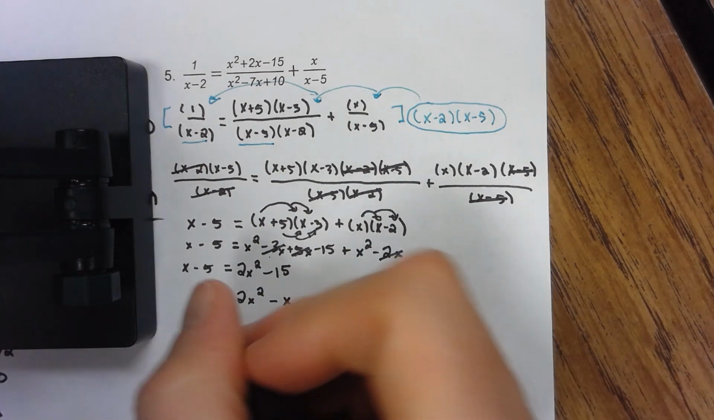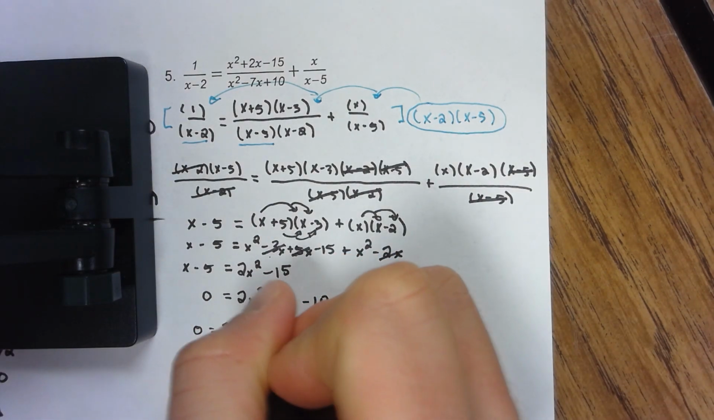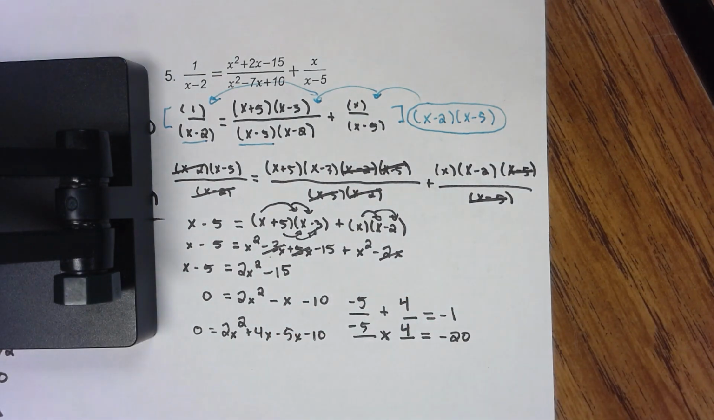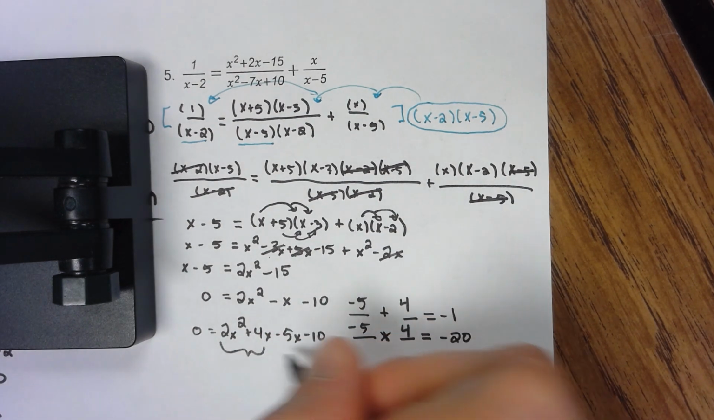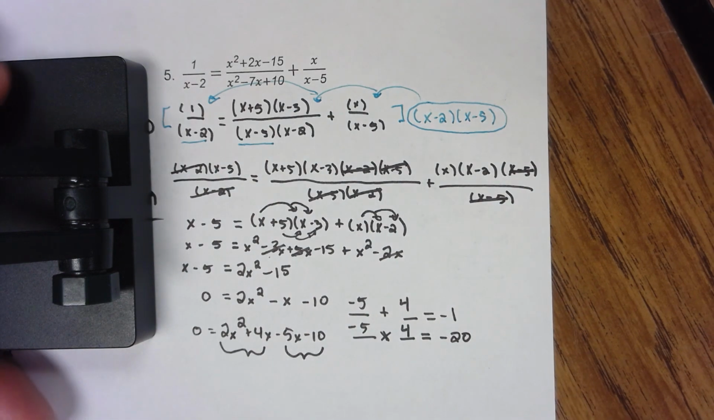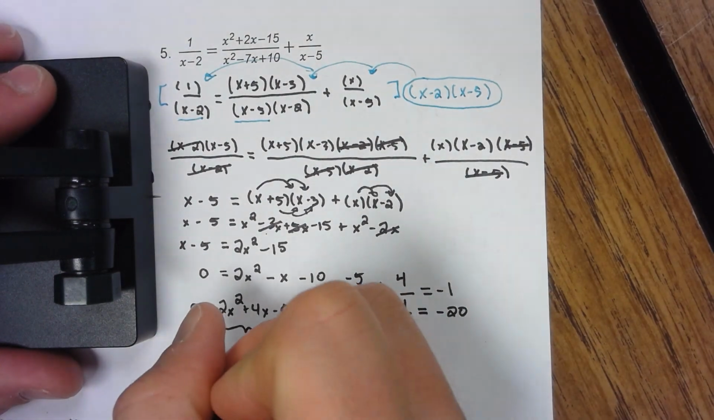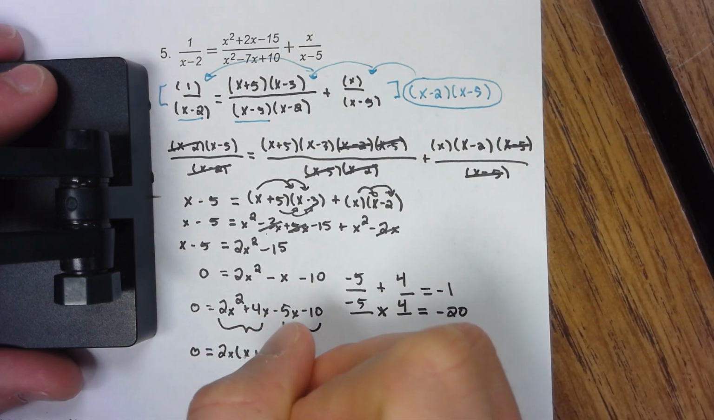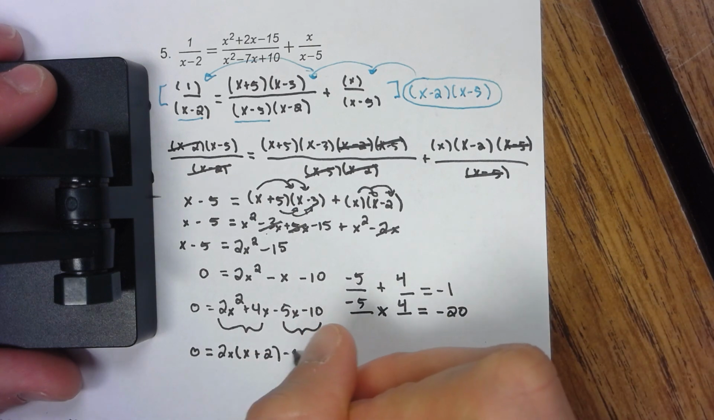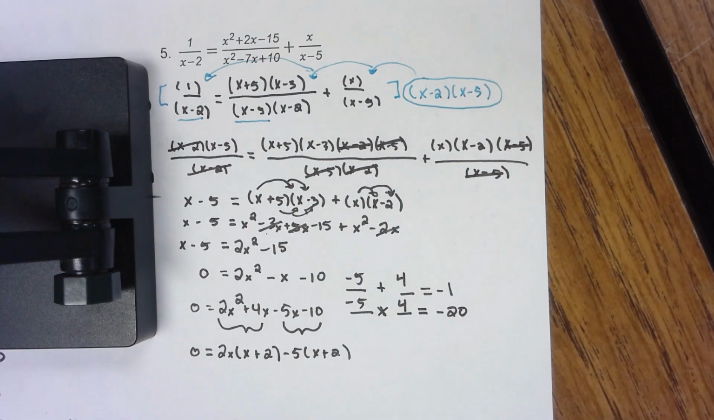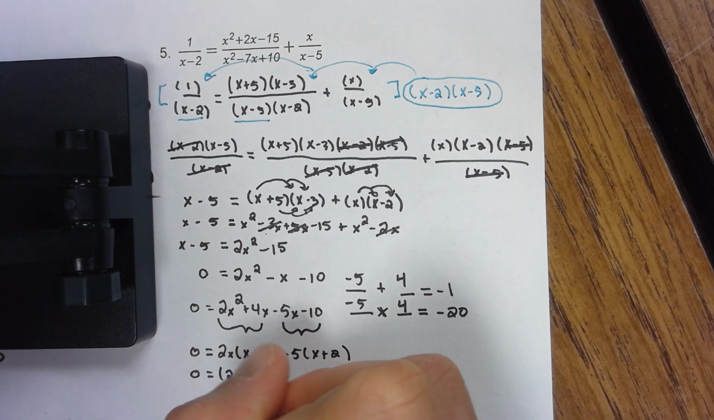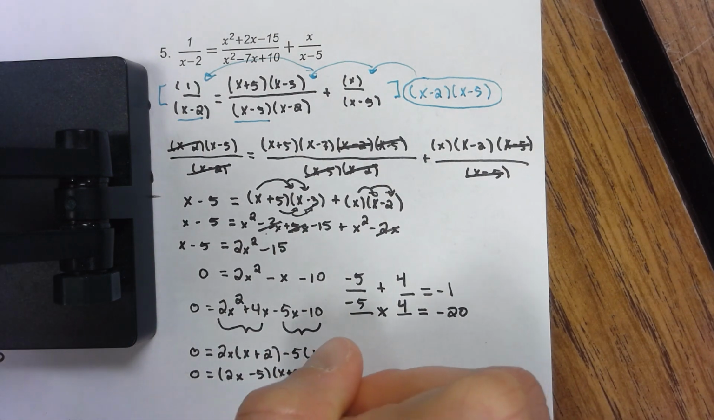And again, I'm going to factor by grouping. So this is 0 equals 2x squared plus 4x minus 5x minus 10. And I'm going to group the first two terms and second two terms. So 0 equals 2x times x plus 2, and then minus 5, get that other x plus 2 to show up. And so then this factors to 2x minus 5 times x plus 2.